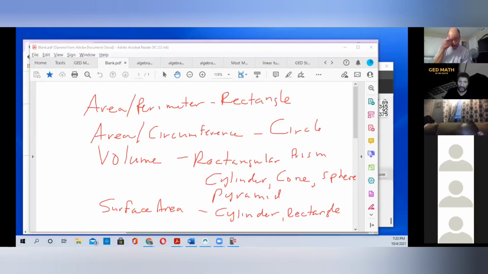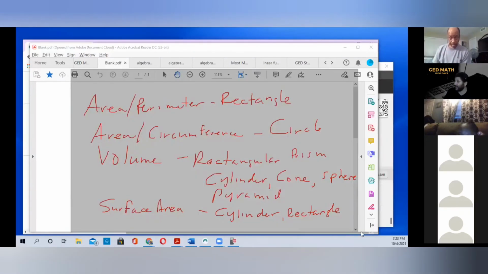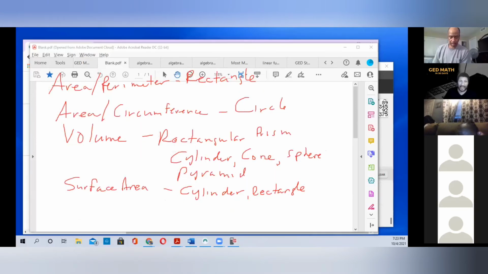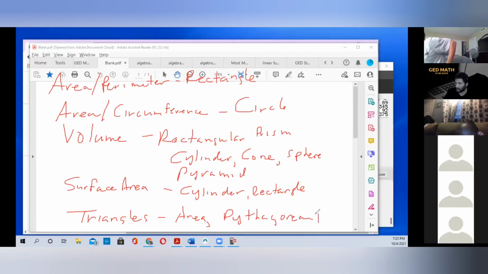Let me move this all up. The last one, these are guaranteed. Like these are guaranteed on your exam. The last one that has to do with, I would say, geometry is Pythagorean theorem. Or let me say triangles. And let me say area of a triangle and Pythagorean theorem. These are guaranteed questions.